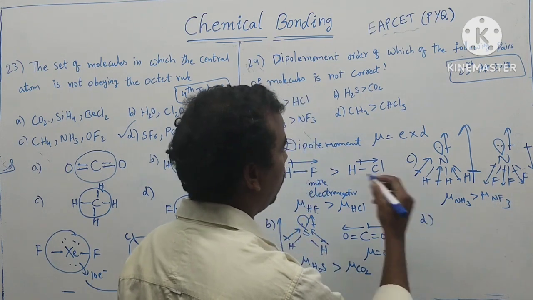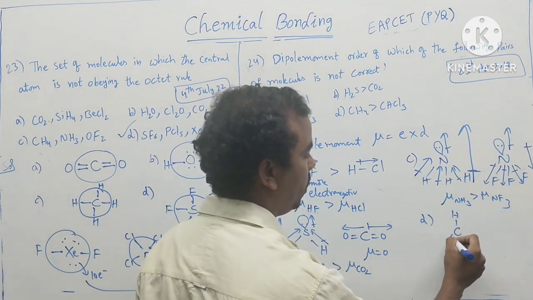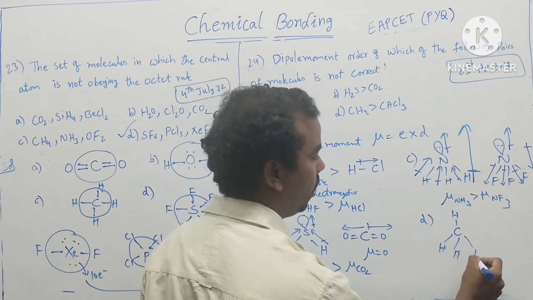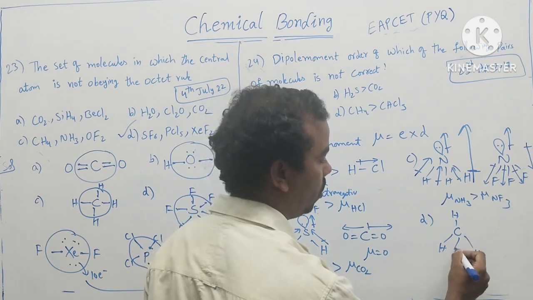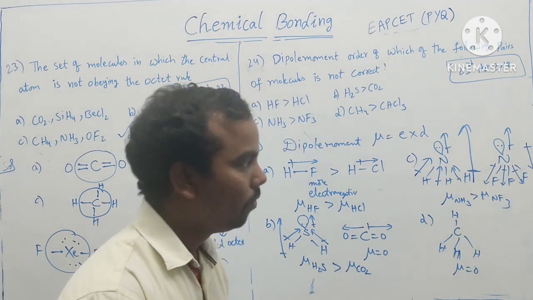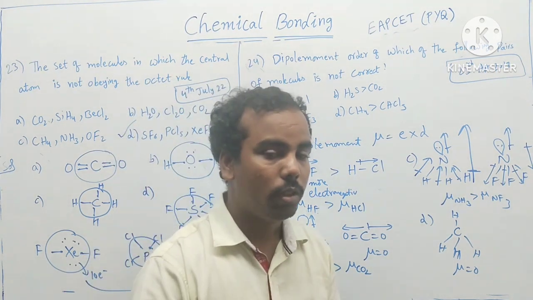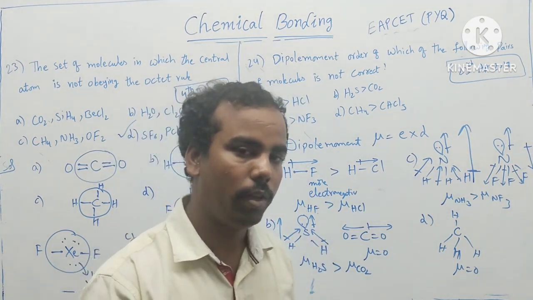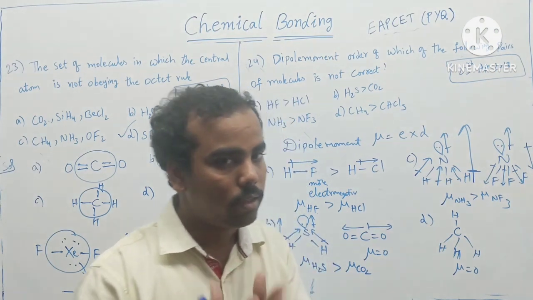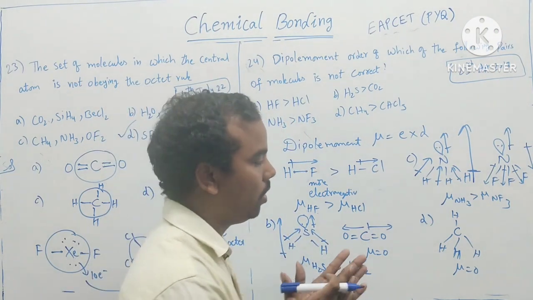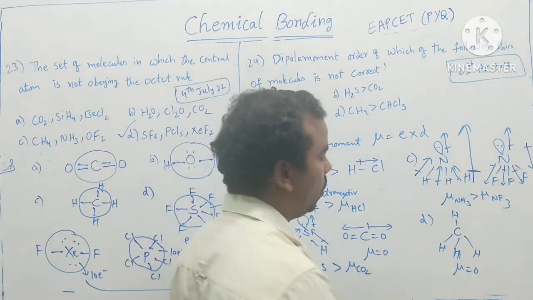Finally D, CH4. CH4 has no lone pair of electrons and a tetrahedral shape, so mu is equal to 0 for CH4. For BeCl2 without lone pairs, PCl5, SF6, and next IF7, the dipole moment is 0.